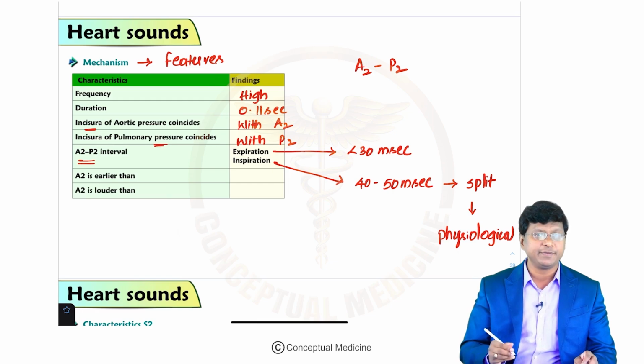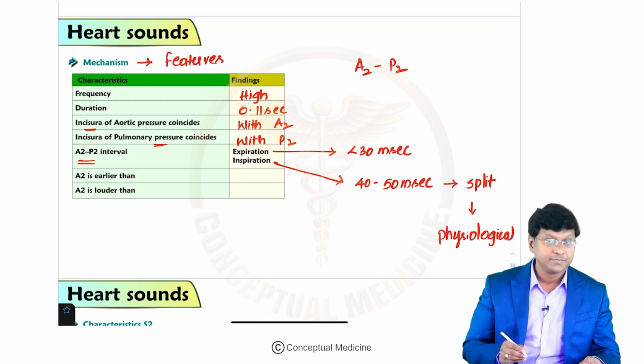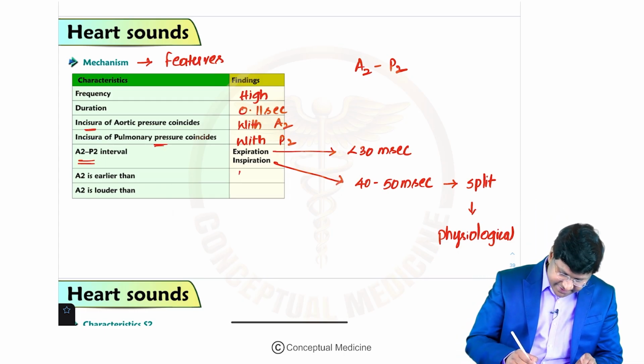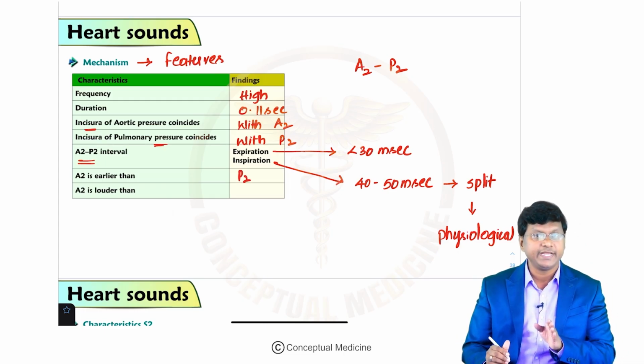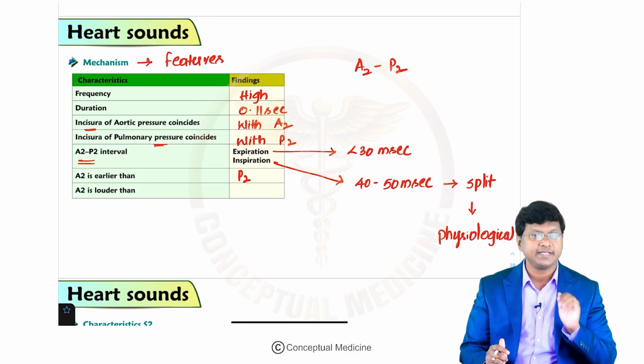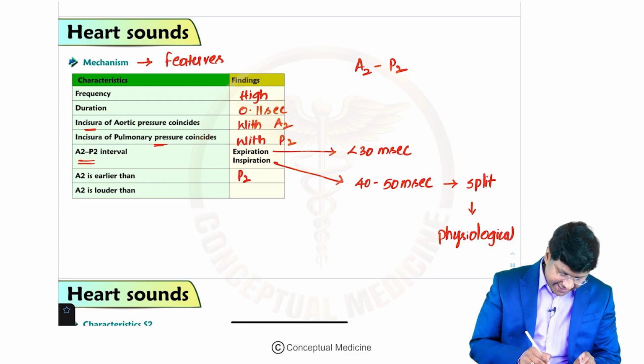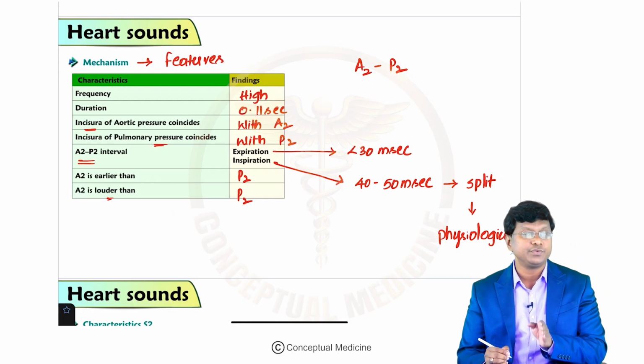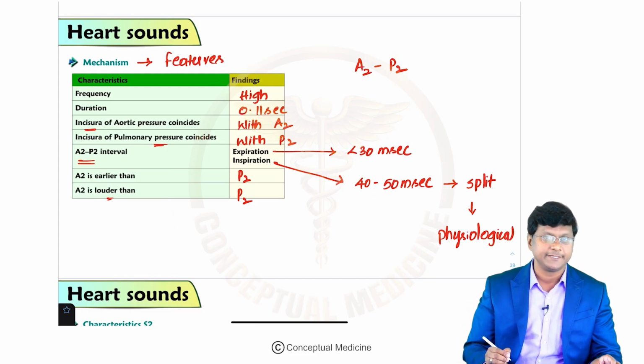Right, this particular split will be the physiological split. And this A2 is earlier than P2. Right, A2 is heard earlier than the P2. And A2 is louder than P2. Right, it is louder than P2 even at the pulmonary area.